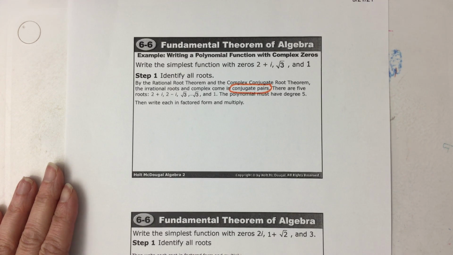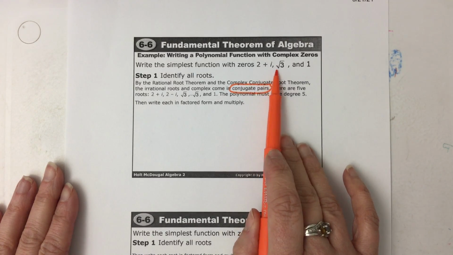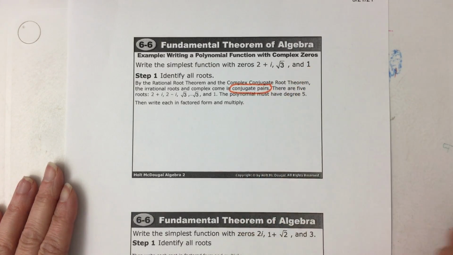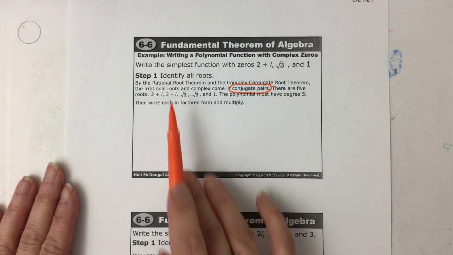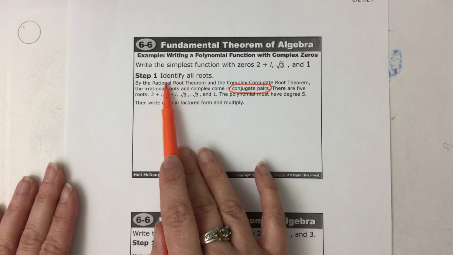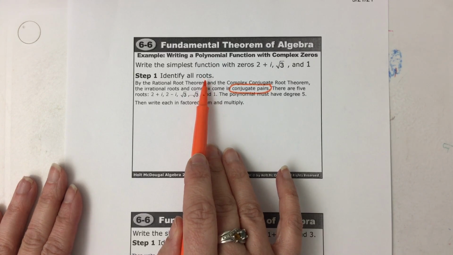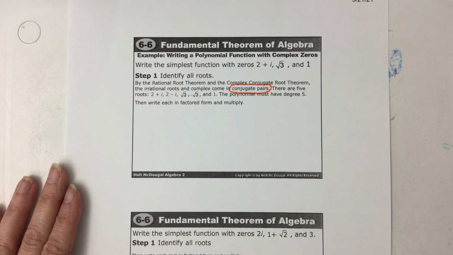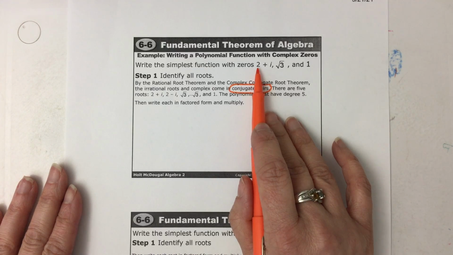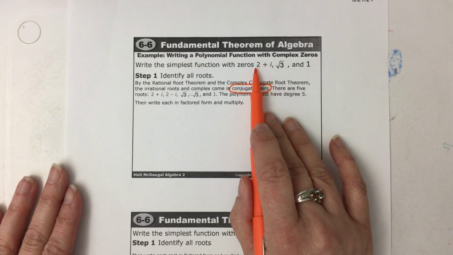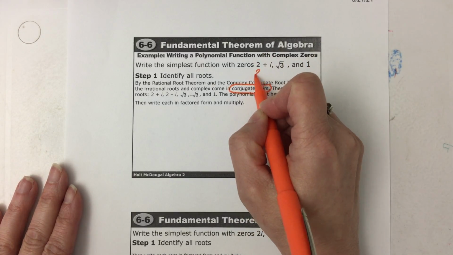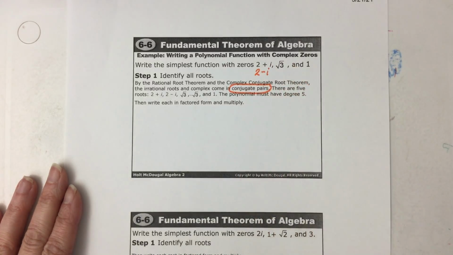They come as pairs. Because of that rule, oftentimes when they state the solutions, they will only give you one of the imaginary solutions or one of the irrational solutions. So first, you have to be able to identify all of the roots by identifying where they left out a conjugate. So what that means, here we have 2 plus i. Well, 2 plus i cannot be a solution without 2 minus i.